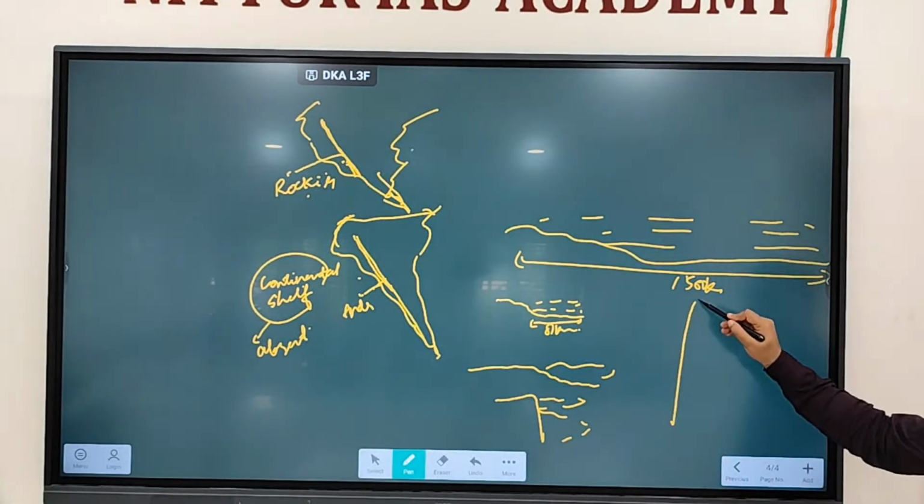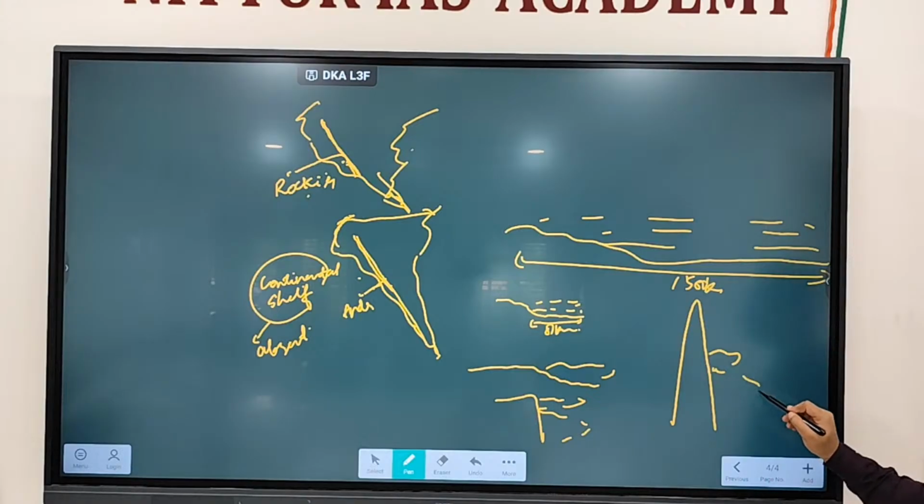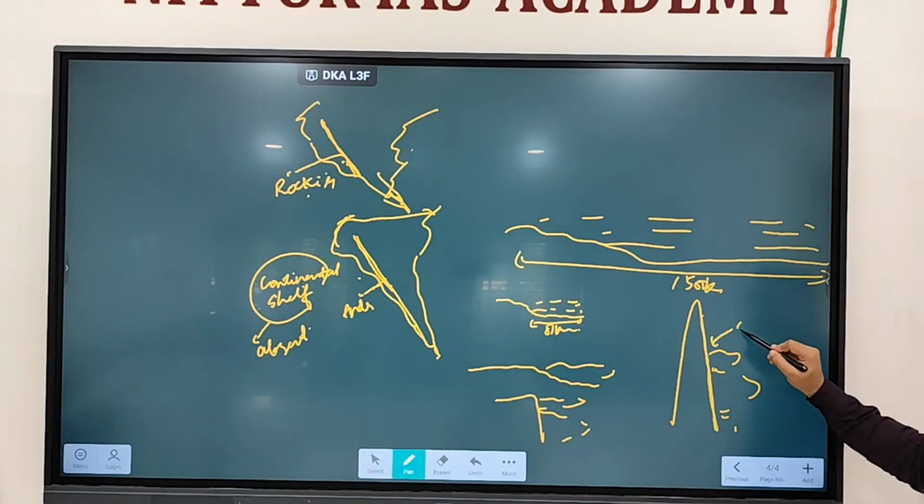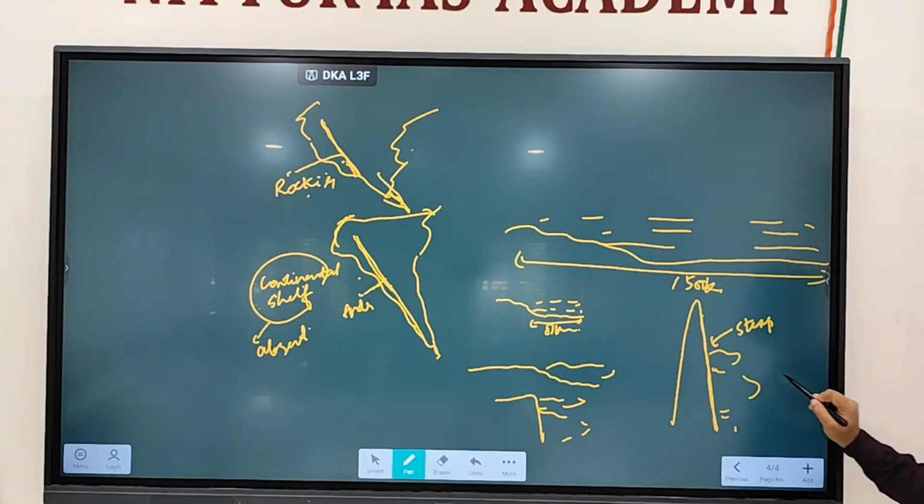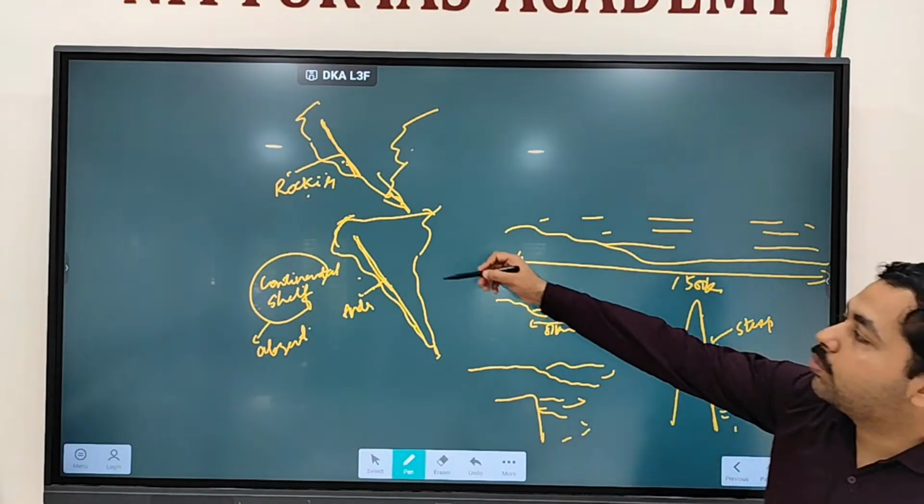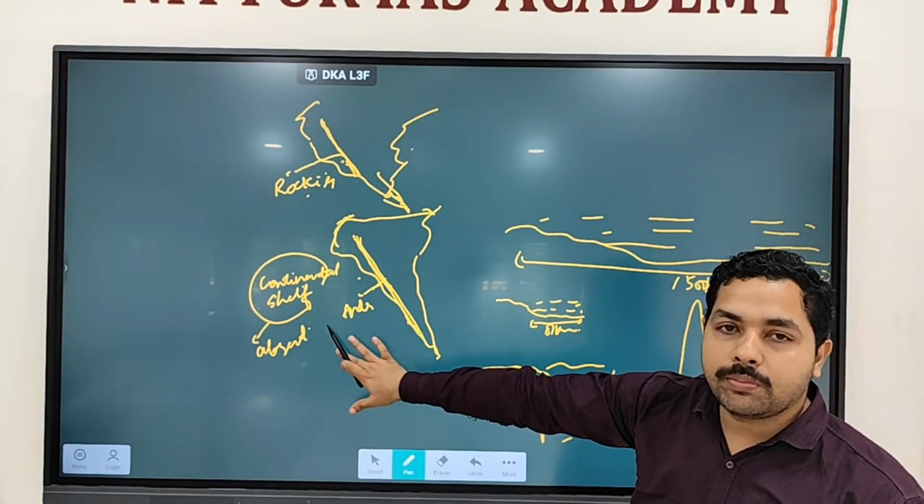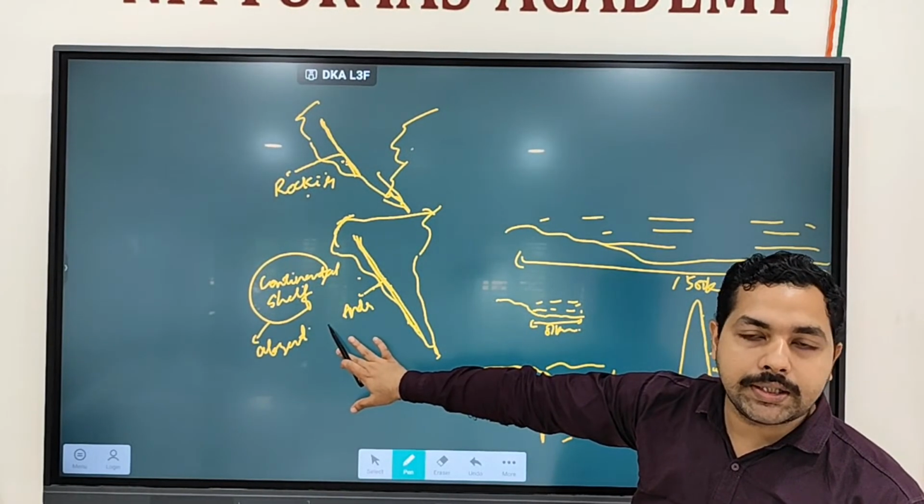Why? Because mountains are there. Mountains will decline in a steep manner. They will not decline in a gradual manner. So that's why wherever mountains are present at the coast, you might see the absence of the continental shelf.